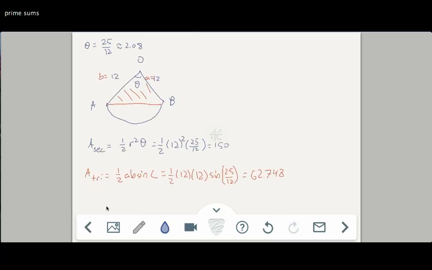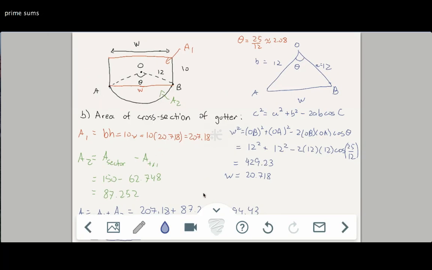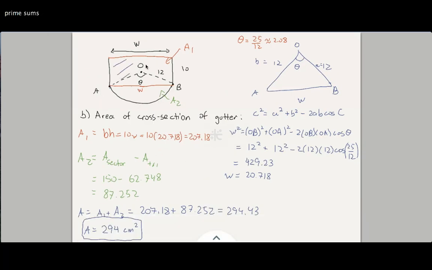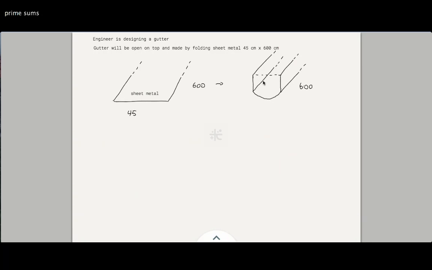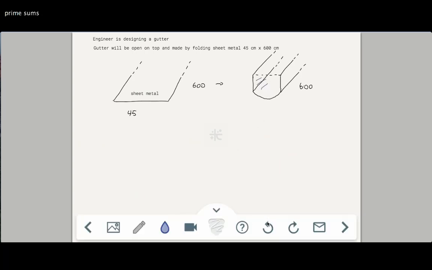In part B, we found the area of the cross section of the gutter. We were given this diagram of the cross section, and we found that the area is 294 centimeters squared. So what's the total volume? Well, in any prism-like shape, the volume is simply the area of the cross section times its length. So we have here the original diagram. This is the shape of the gutter. The cross-sectional area is 294, and its length is 600. So the total volume is simply going to be 294 times 600.